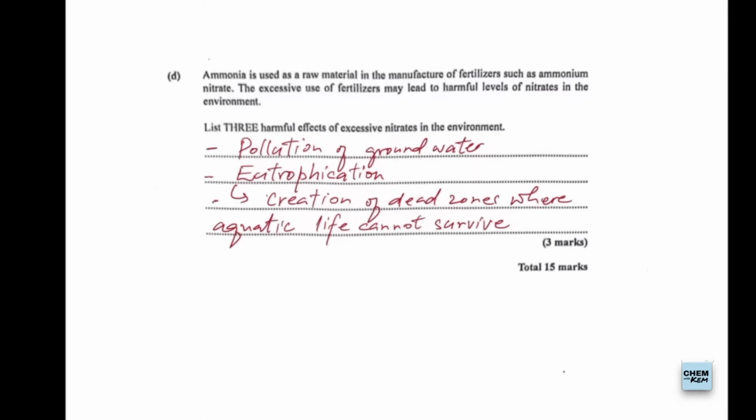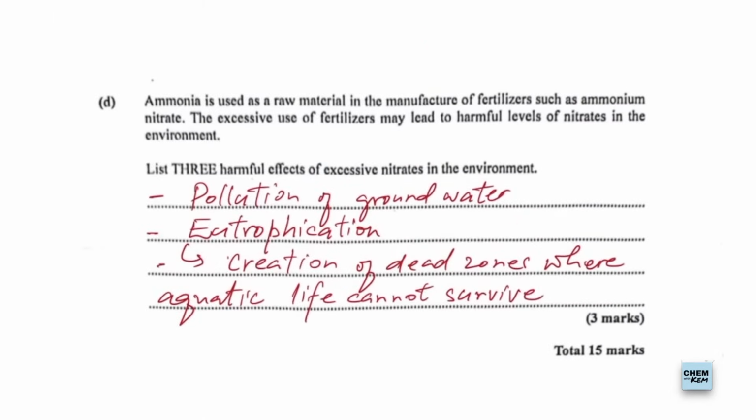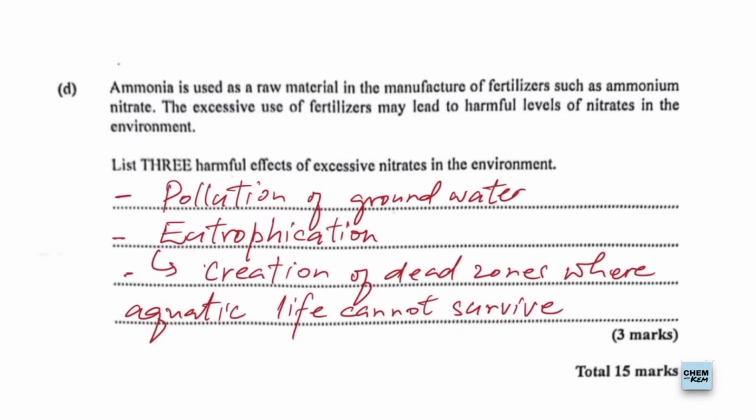And then for our last 3 marks, to give us the 15 and full marks, they're saying here ammonia is used as raw material in the manufacture of fertilizers such as ammonium nitrate. The excessive use of fertilizers may lead to harmful levels of nitrates in the environment. List 3 harmful effects of excessive nitrates in the environment. We could have pollution of groundwater, and we could have eutrophication, but we don't just leave it at eutrophication, because eutrophication can result in other harmful effects.